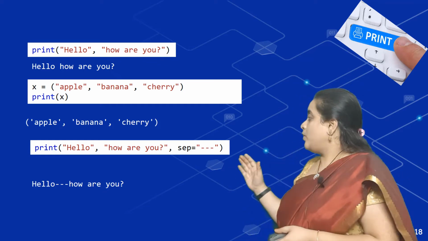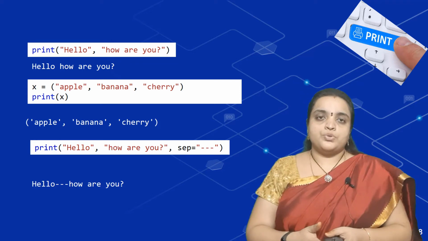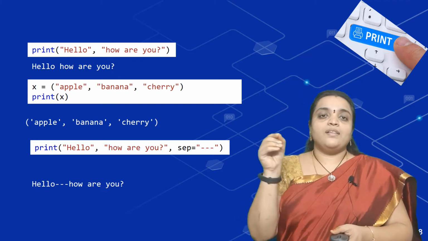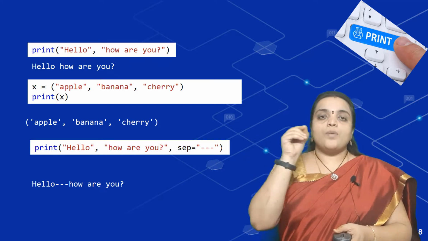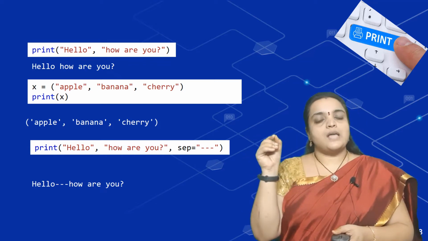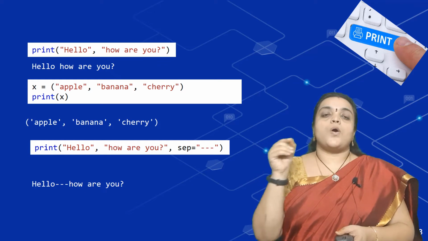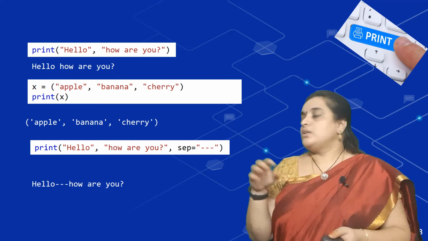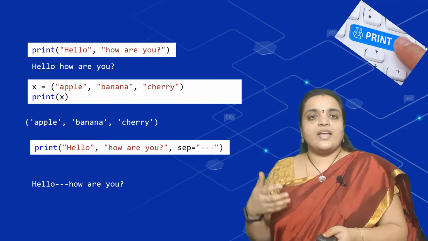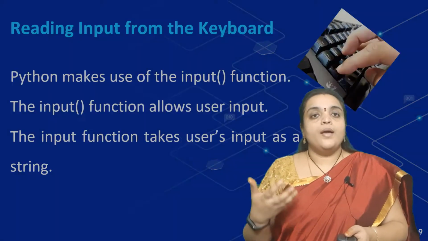Then talking about the third one. Here a separator is used: 3 hyphens. We are making 3 hyphens as a separator to separate two objects. One object is hello, the second object is how are you. These two objects are separated by 3 hyphens. So that is the third one. In this way, the print statement will work in Python.